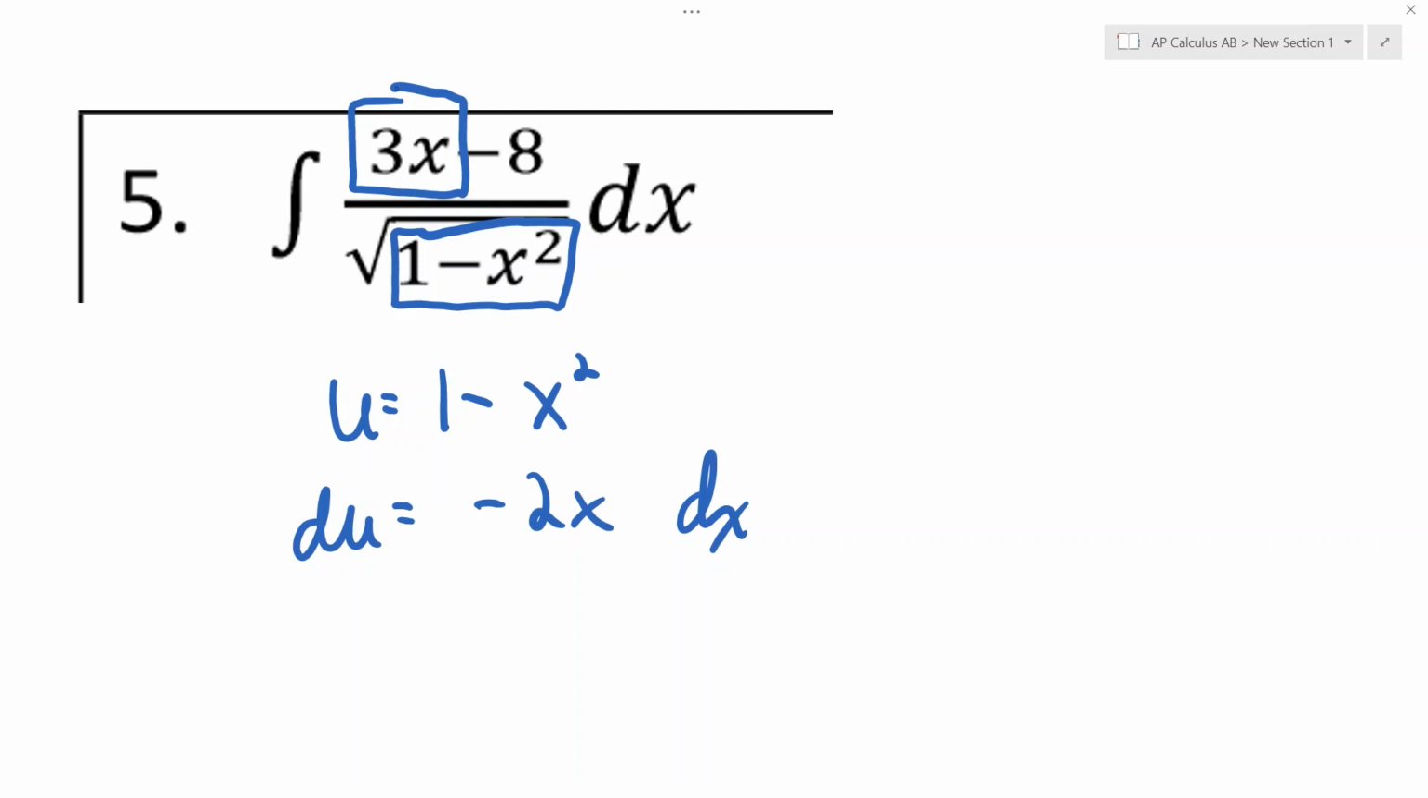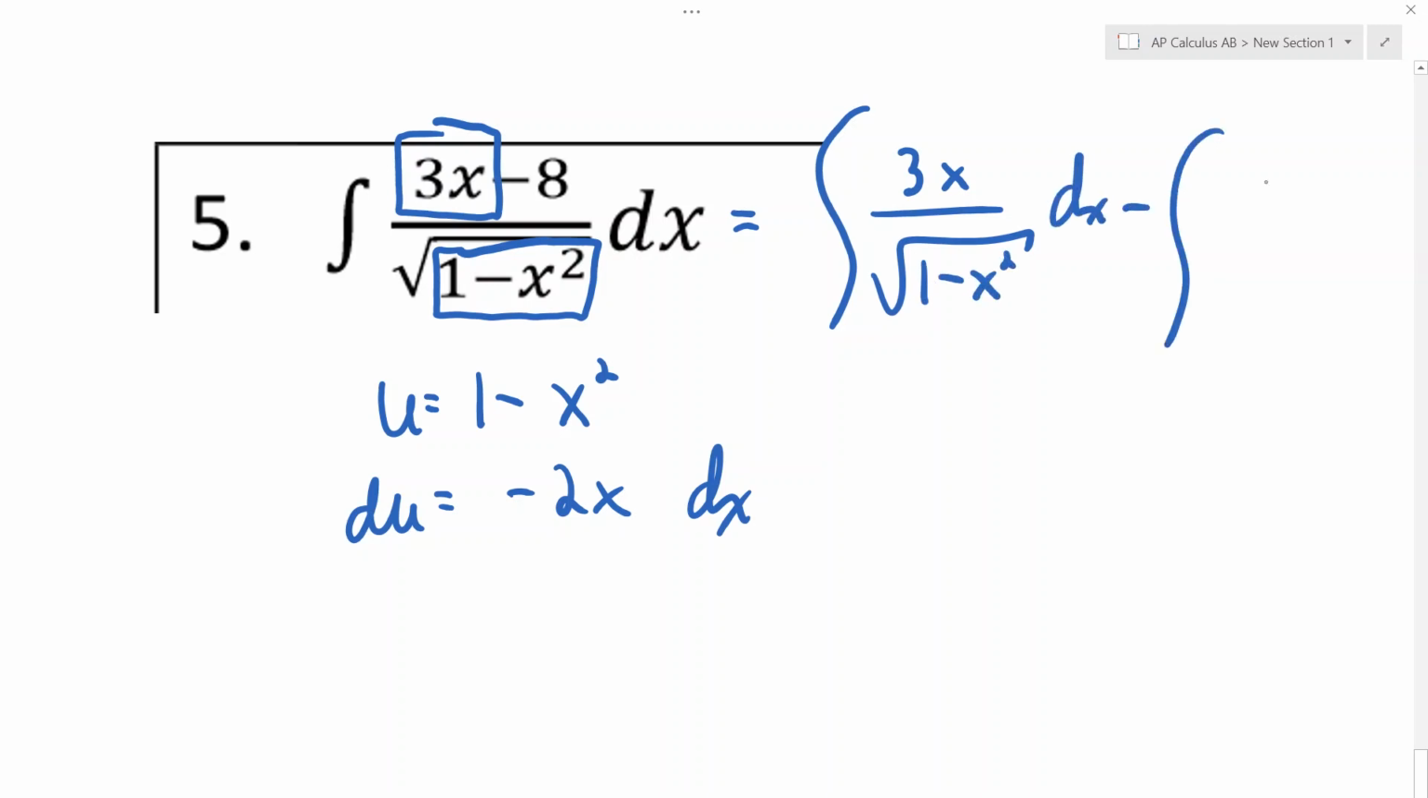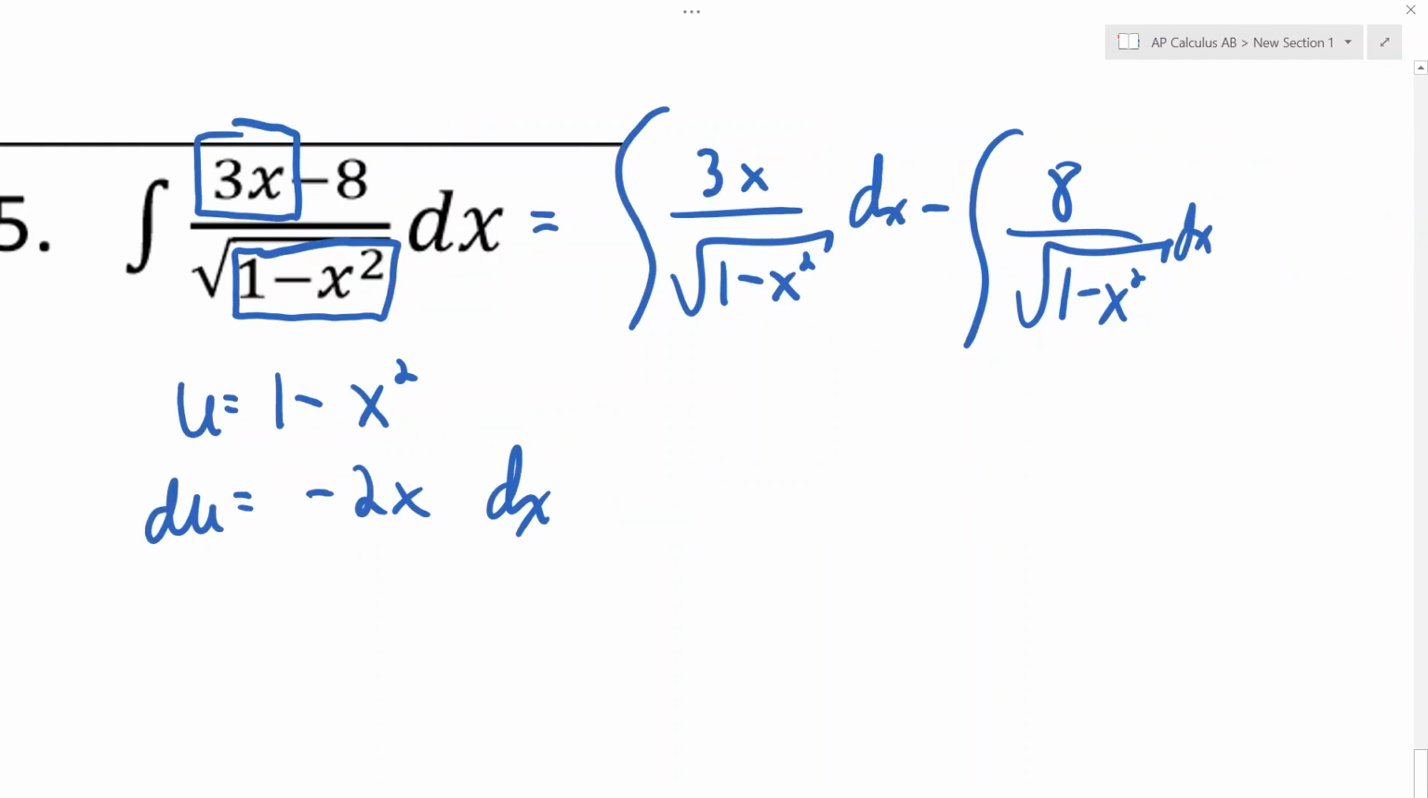And I know that's a good move because the first one's going to be a du situation, and the second one is just arc sine. So this is going to become the integral of 3x. Remember, you can always split up plus or minus in the numerator. So it's really just two integrals there. Everybody comfortable with what just happened?